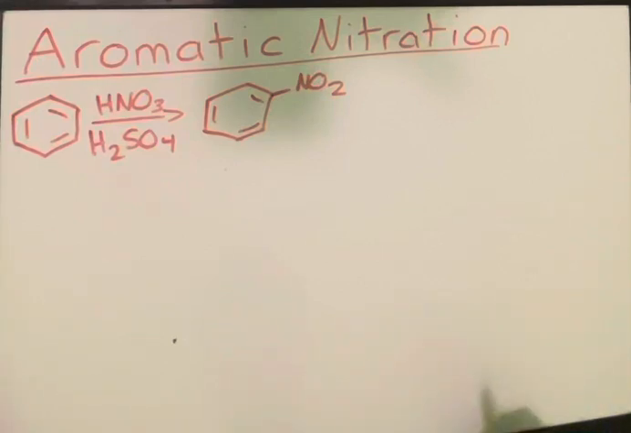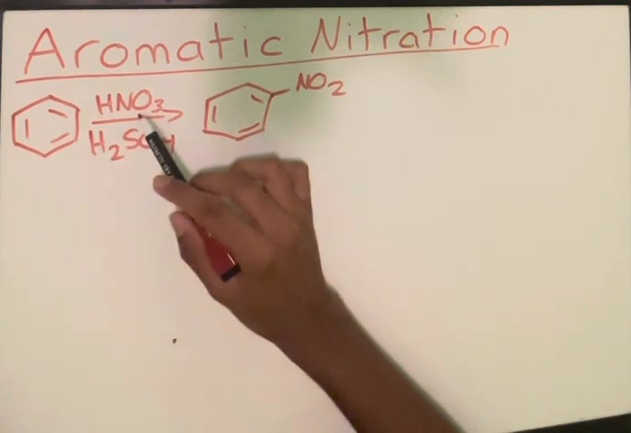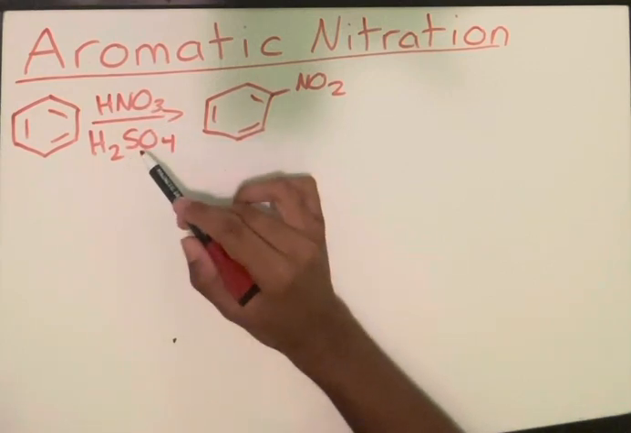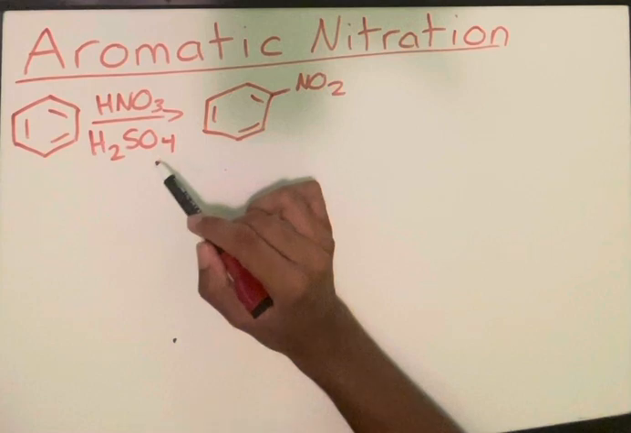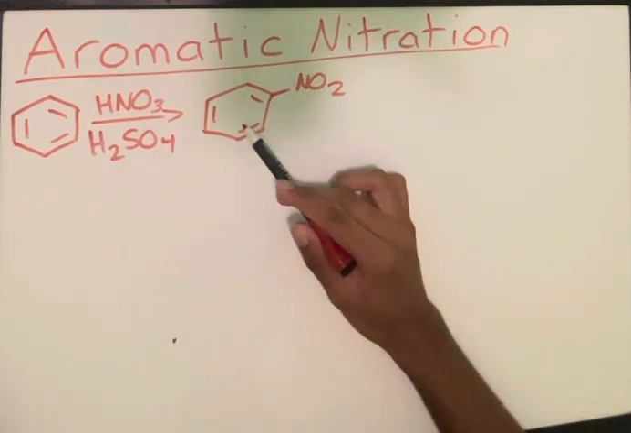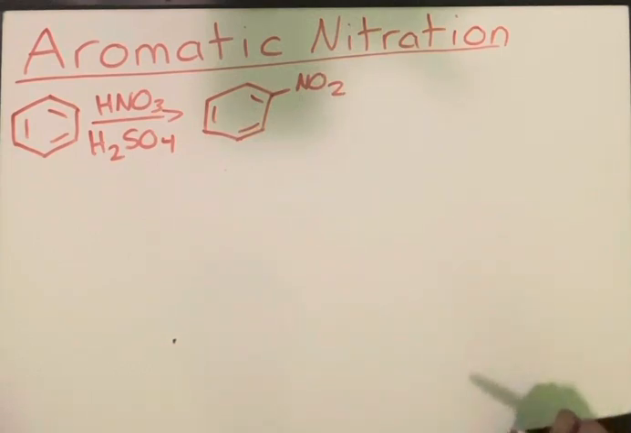Alright guys, so today we are going to be talking about aromatic nitration. Essentially, in this reaction we will have a benzene ring and we'll react it with HNO3, and also as an acid catalyst or secondary catalyst we'll have H2SO4, which is sulfuric acid. What we'll get out of that is our benzene ring with the NO2 substituent. So here is the mechanism as follows.